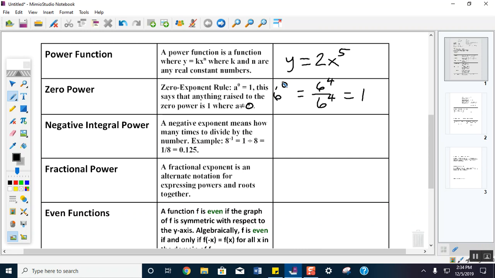Okay. All right, negative integral powers. A negative exponent means how many times to divide by the number. As an example, 8 to the negative 1 is equal to 1 divided by 8 to really what power, kids? Okay, you've done this before. If I say, hey, kids, I have 4 to the negative 3 power, anybody know what that equals right there?